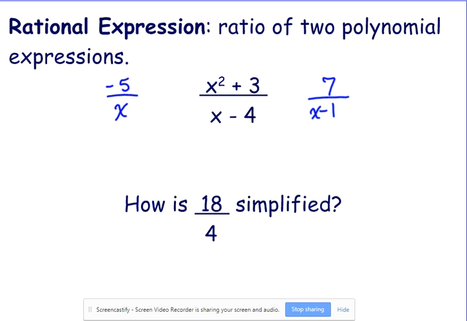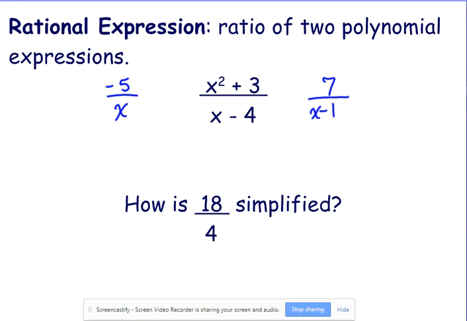Typically we think of things that are a little bit more complex, but it can also be very simple. Negative 5 over x is a rational expression. 7 over x minus 1 is a rational expression. If there is an x in the denominator, it's a rational expression. There doesn't have to be an x in the numerator. The first example, negative 5 over x, has no x in the numerator, but that's still a rational expression because there's an x in the denominator.